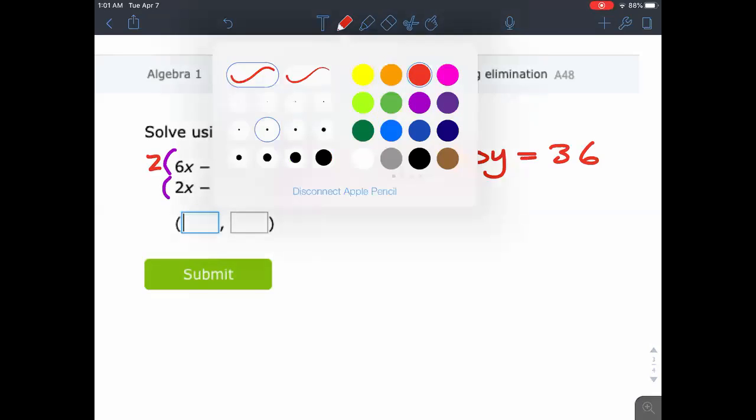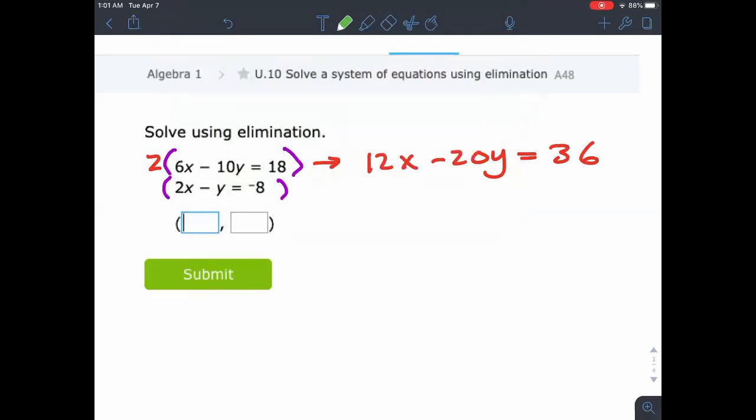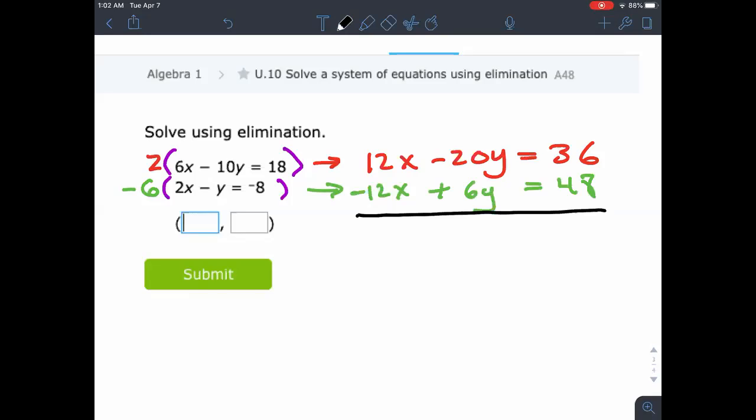Now I take a look at the second equation here and say, okay, I don't want it to be positive 12. I want it to be negative 12. So I'm going to multiply the second equation by negative 6, because negative 6 times positive 2 is negative 12. Okay, so I've multiplied every element of the second equation by negative 6. Got negative 12x, positive 6y, and positive 48.